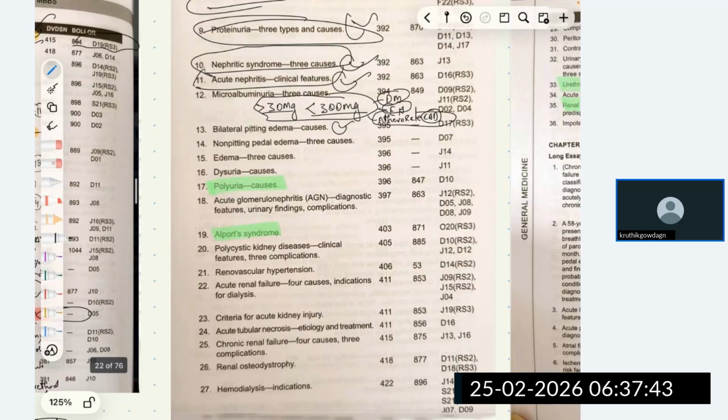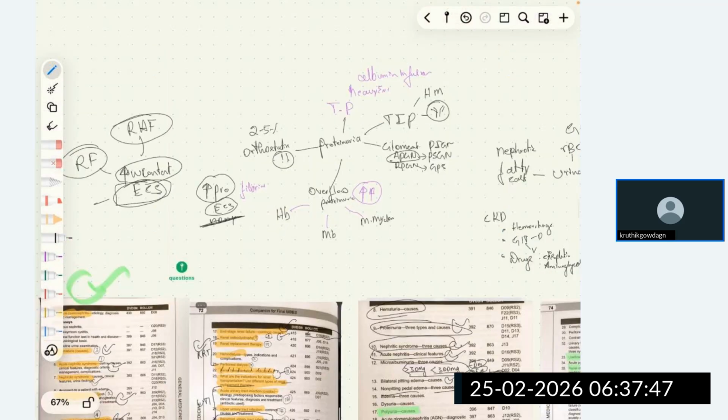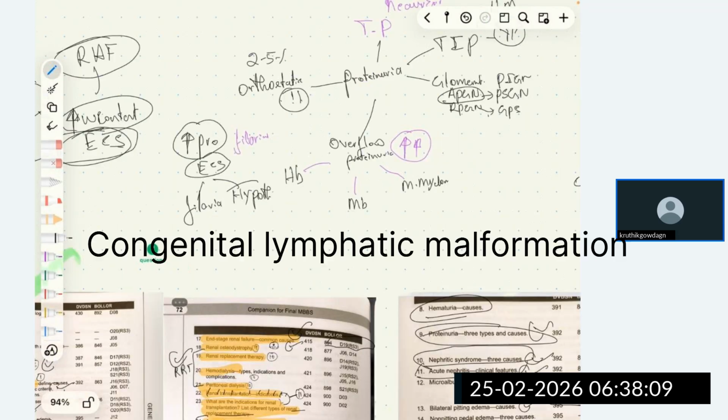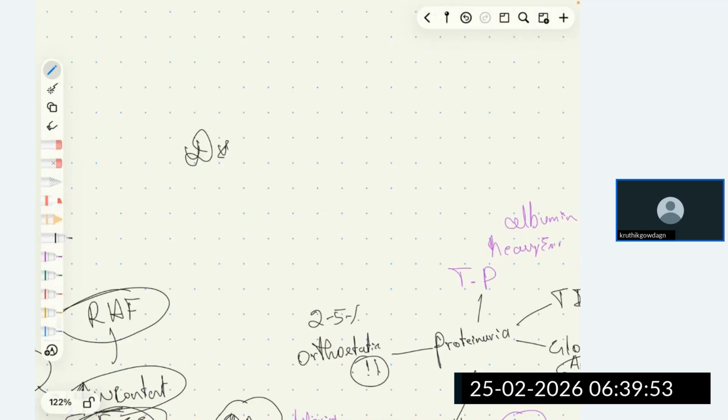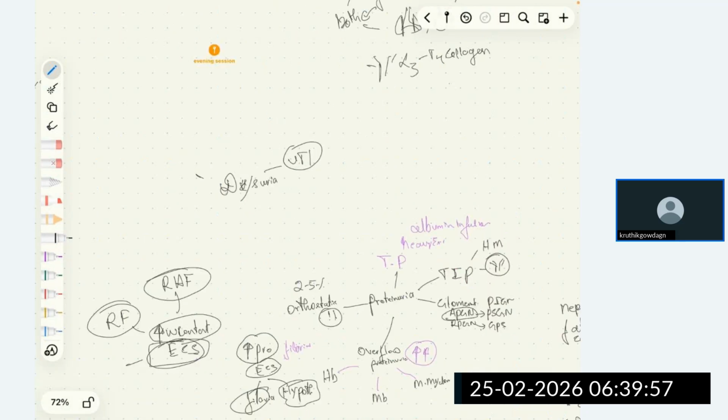Non-pitting edema, 3 causes. One of the causes is filariasis, and other causes are thyroid, hypothyroidism. Other cause, it can be due to urinary tract infection. We already discussed all the causes. Can be urethritis, prostatitis. Also, it can be secondary to gonorrhea or chlamydia infection. Any 3 causes you can mention.